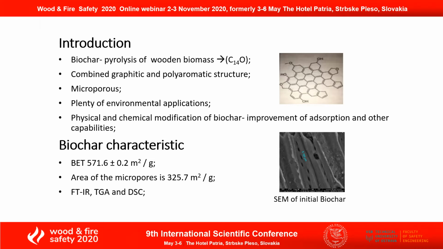Biochar is a waste product that is created during low temperature carbonization of wood biomass. It has a compact hydrophobic core surrounded by a shell with hydrophilic and other active properties. It can be used in many environmental applications, for example as a sorbent. You can change its characteristics by physical or chemical modification.